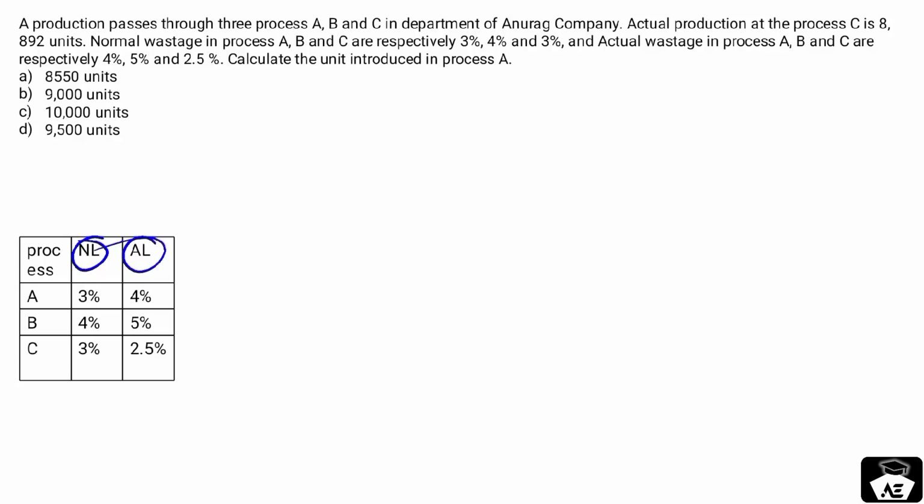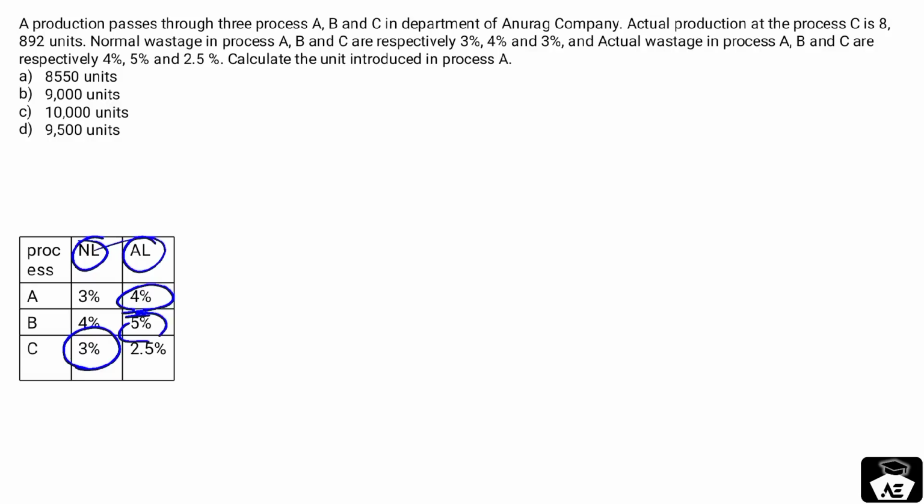You have to consider the loss whichever is higher for the calculation of the units introduced in process A. In process A, the higher loss is the actual loss, that is 4%. In process B, again the higher loss is the actual loss, that is 5%. But in process C, the higher loss is the normal loss, that is 3%. So you have to consider this. Now we have to solve this.